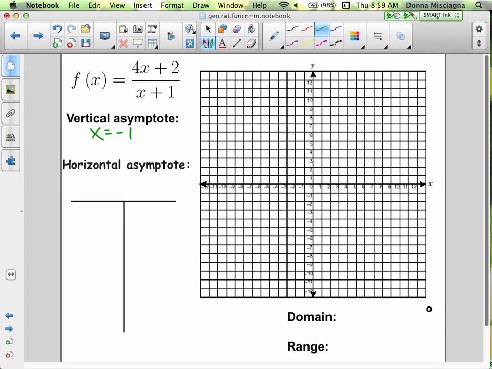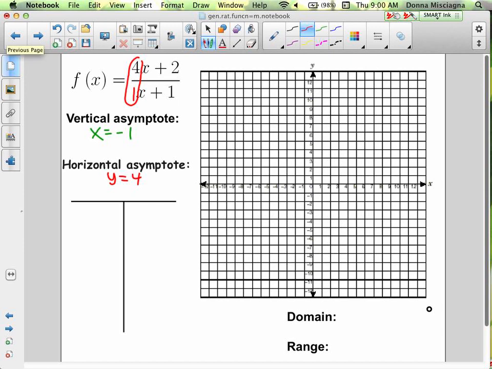Is it just 1? No. It's the ratio of the coefficients. Orange 1. What is it? Is it 2? No. Anyone at yellow? Y equals 4 is correct. Right? So notice it's the ratio of these coefficients. This one's 1. Ratio of the coefficients. That gives you the horizontal asymptote.